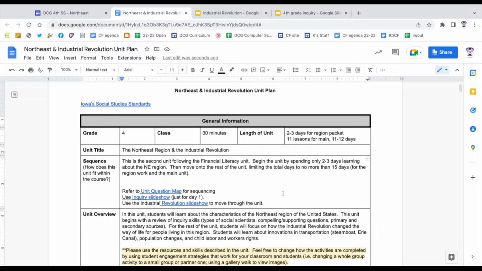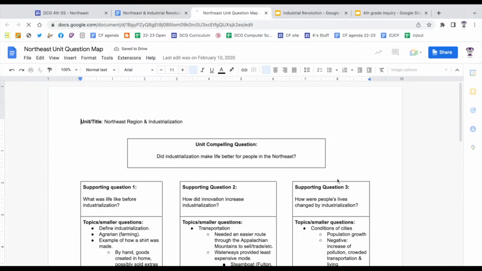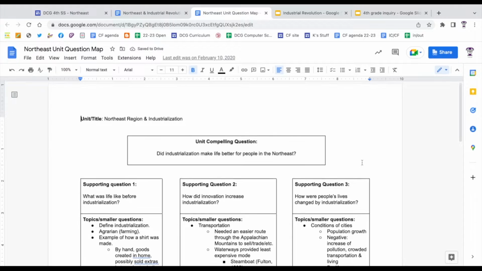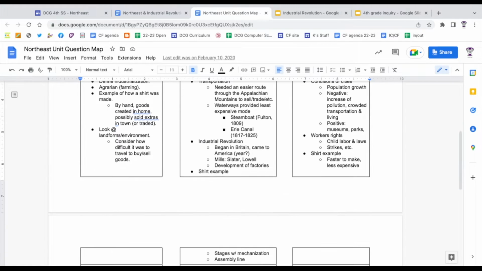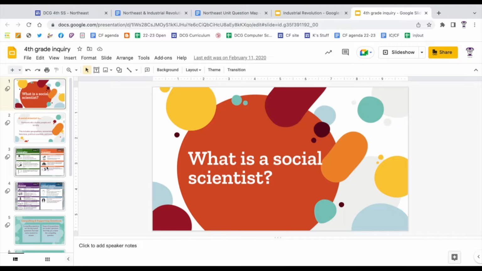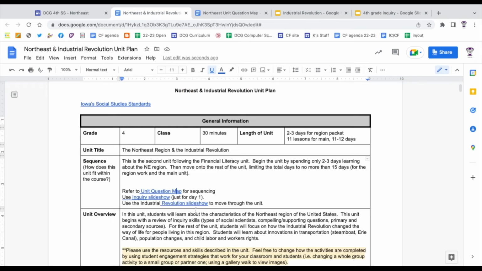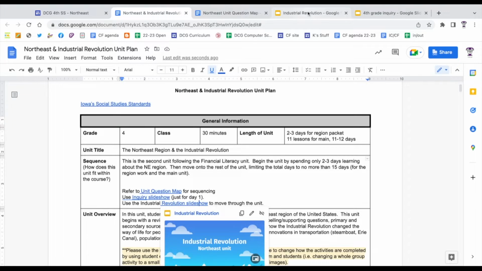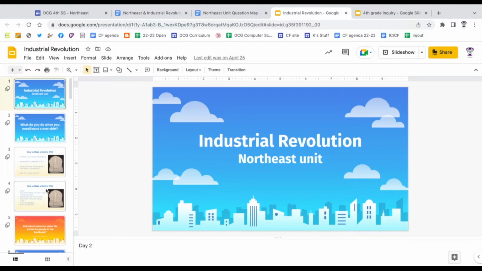And as you can see, we have a few resources available. We have the unit question map, and in this you can see the main questions as well as an outline of what is covered under each. We have an inquiry slideshow, which takes us through practice on social scientists and various inquiry skills. And we have the Industrial Revolution slideshow, and this is the one that you'll use for the main lessons once you have completed the inquiry section.